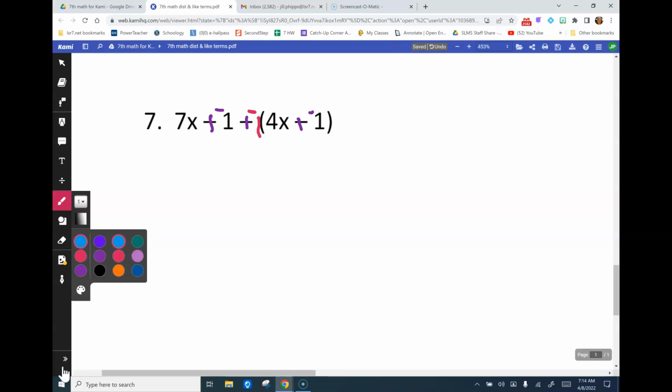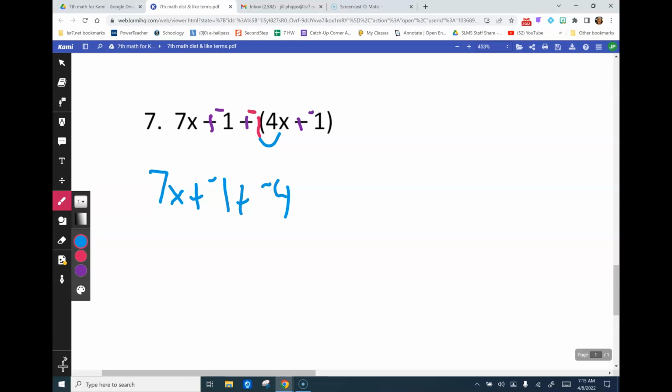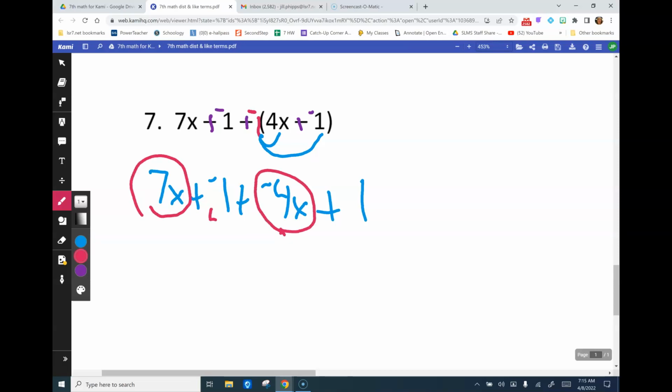Okay, so here we go. Does the 7x have anything with it? No, so it just comes down, 7x. Negative 1 just comes down, but here we have to distribute. So plus negative 1 times 4x is negative 4x. Plus negative 1 times negative 1 is just a positive 1. Let's indicate our like terms. 7x and negative 4x, negative 1 and positive 1.